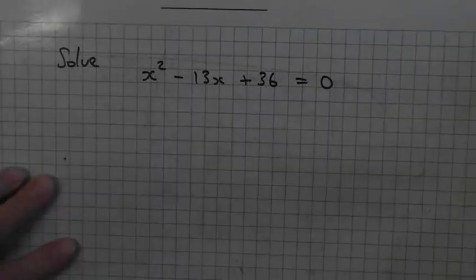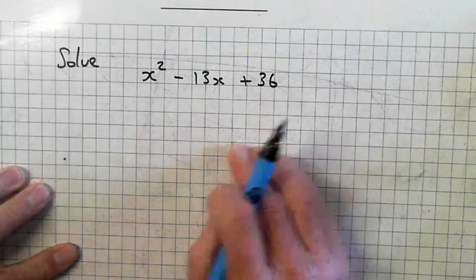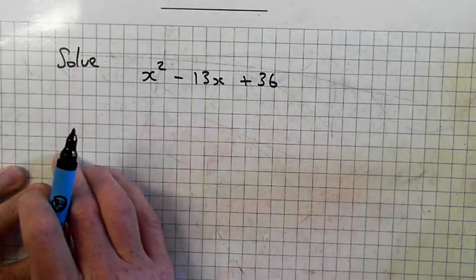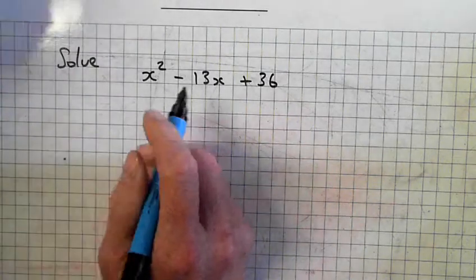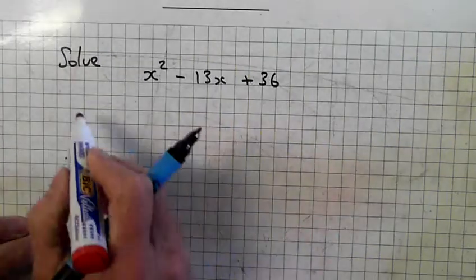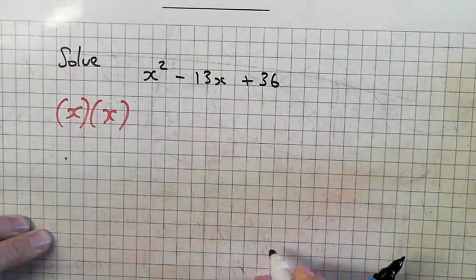Two ways of doing this first. Forget about 0 for a second. We can use the minus b formula, or we can just factorize. Yeah, we'll do it both ways. The factors of x squared are x times x.